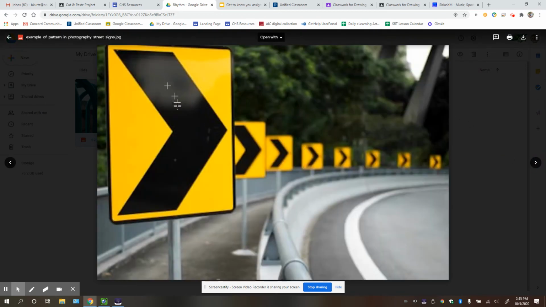This picture, same thing. You've got repeating signs. They even point your eyes in the direction that they should go. You've got repeating signs going all the way into the background because they repeat and because they make your eyes go in that direction. It shows visual rhythm.